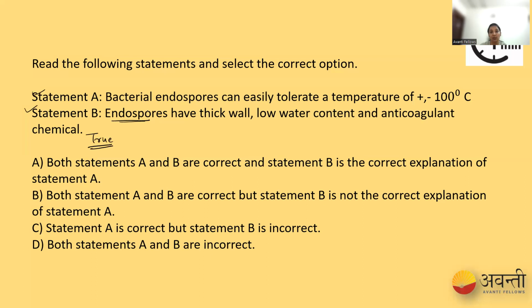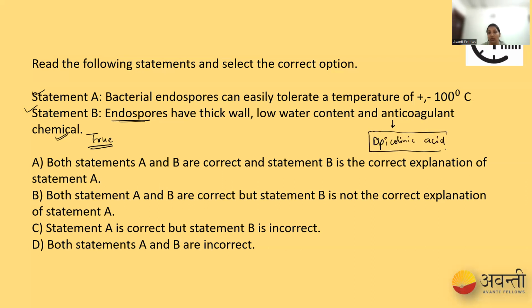Statement B says the endospore have thick wall, low water content and anticoagulant chemical. This is absolutely correct. Endospores are formed in bacteria, and why are they formed? They are formed during the unfavorable or adverse conditions. The bacteria form the endospores. Those endospores have thick wall. They have low water content. They have anticoagulant chemical, and that chemical name is dipicolinic acid.